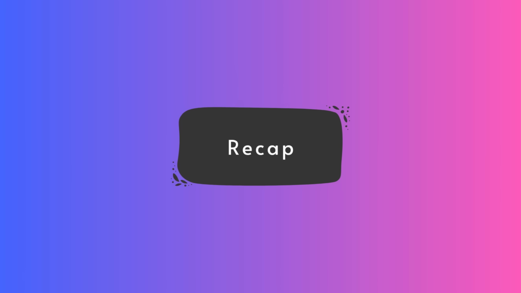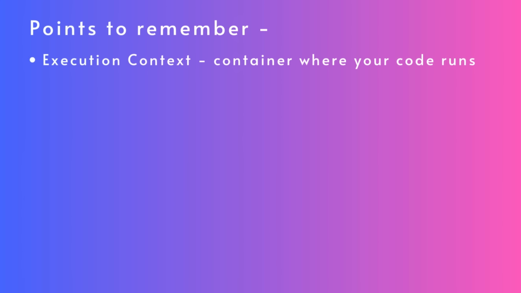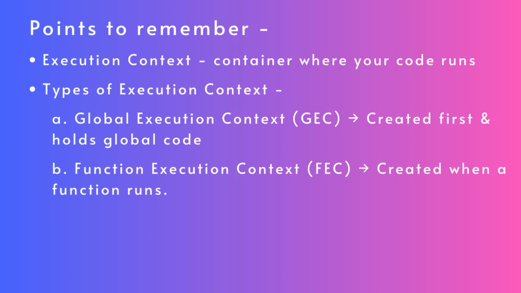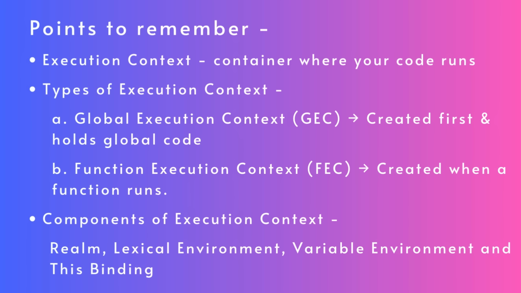Here is a quick recap of what we learned in part 1. Execution context is like a container where your code actually runs, like the control room of JavaScript. Types of execution context include global execution context and function execution context. Main components of execution context are realm, lexical environment, variable environment, and this binding.